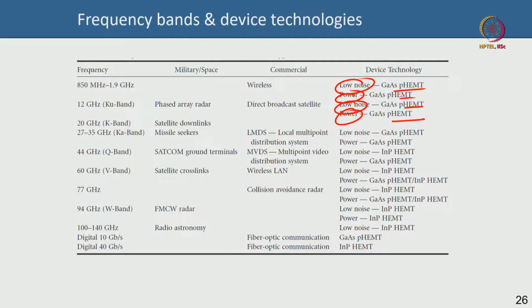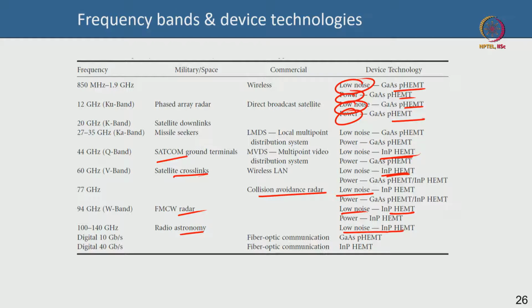However, for many things like SATCOM, for instance at 44 gigahertz, you do use indium phosphide HEMT for satellite crosslinks, okay. Especially for low noise, like avoidance radar, you can use that. These are also indium phosphide, all low noise radar astronomy radars. So, especially for low noise, people use indium phosphide HEMT at a commercial scale, okay.